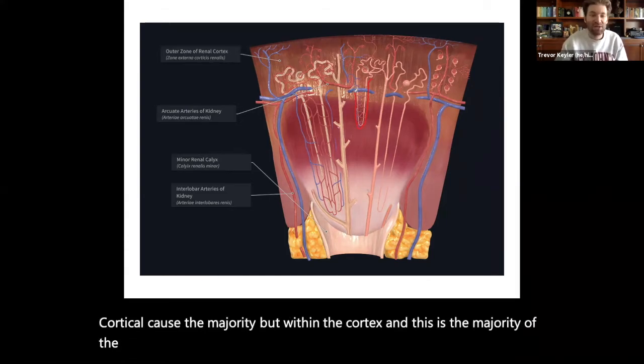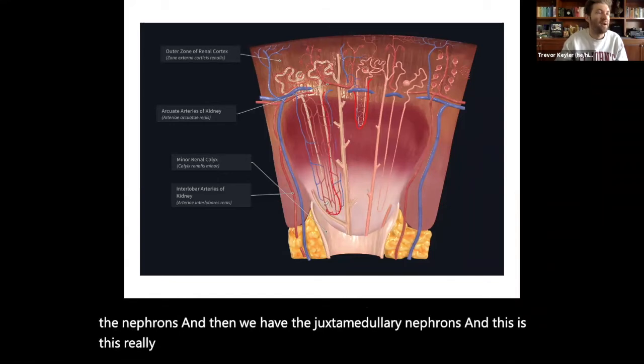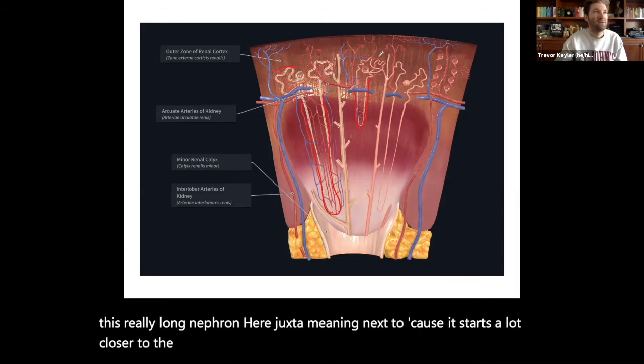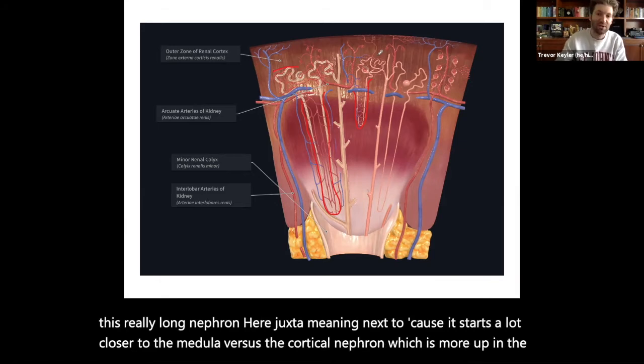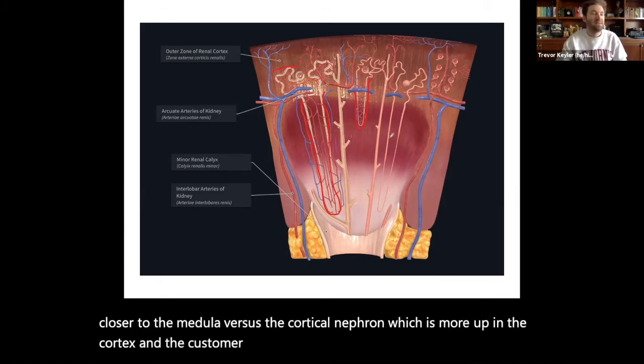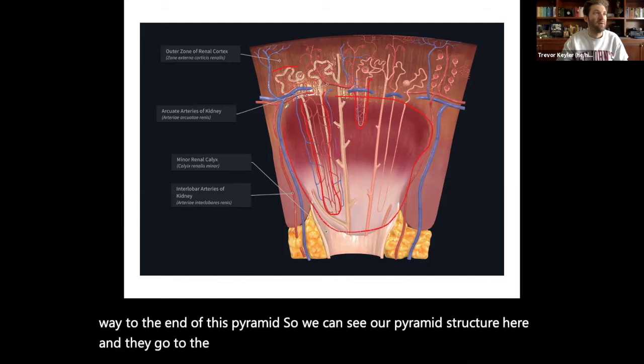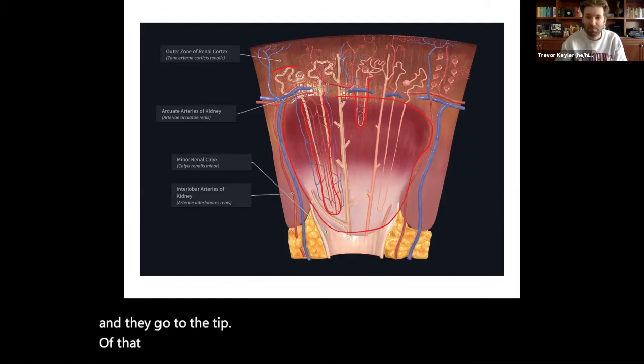And then we have the juxtamedullary nephron, and this is this really long nephron here. Juxta meaning next to, because it starts a lot closer to the medulla, okay, versus the cortical nephron, which is more up in the cortex. And the juxtamedullary nephron has these long loops that dip all the way to the end of this pyramid. So we can see our pyramid structure here, and they go to the tip of that pyramid.